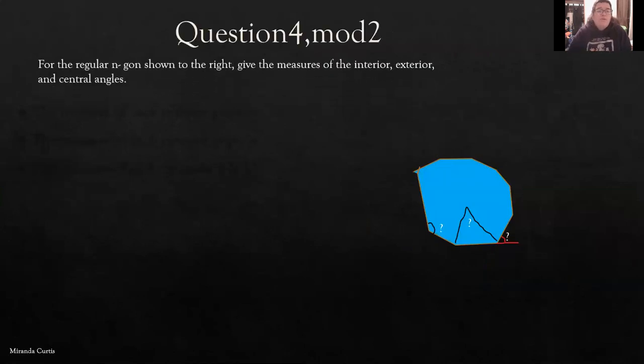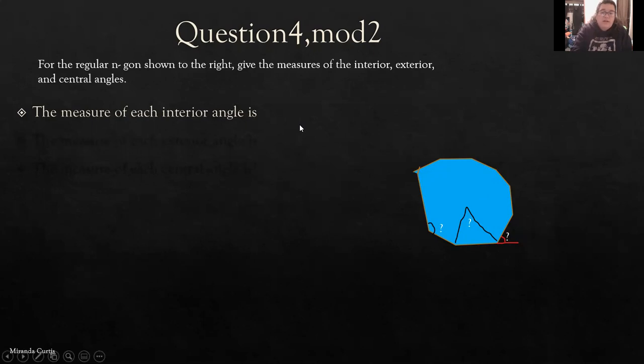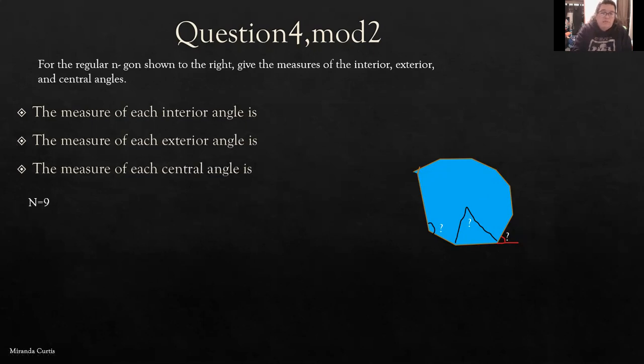For the regular n-gon shown to the right, give the measurement of the interior, exterior, and central angles. It looks scary again, doesn't it? It's not. Remember, guys, we have to count our angles. We'll put these up so it'll be easy. We counted and we have 9: 1, 2, 3, 4, 5, 6, 7, 8, 9. So n equals 9. We have 9 sides.